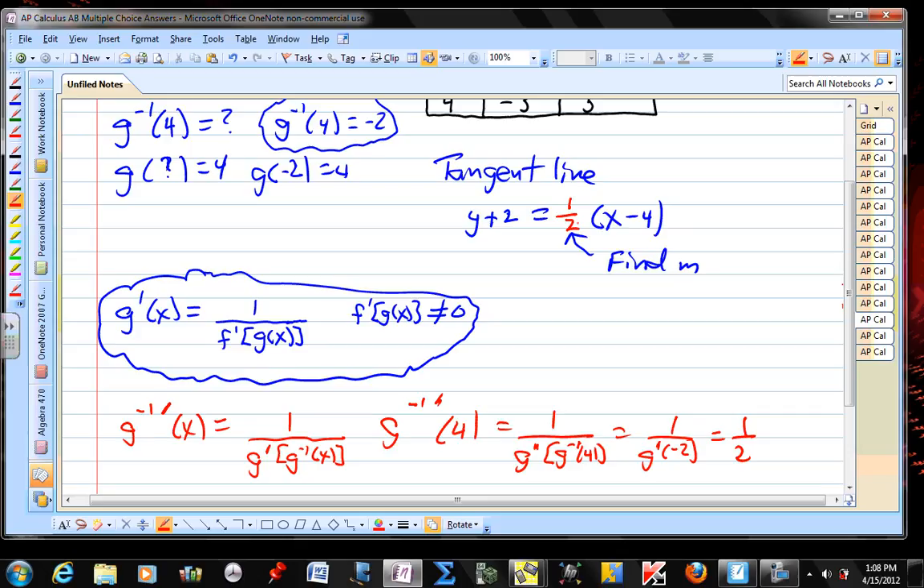And we take a look at the options, and you can see that this matches option letter E, because we're fortunate they have these equations already written in point-slope form. So y plus 2 equals 1/2 times the quantity x minus 4. It's the equation of our tangent line, and it matches option E.